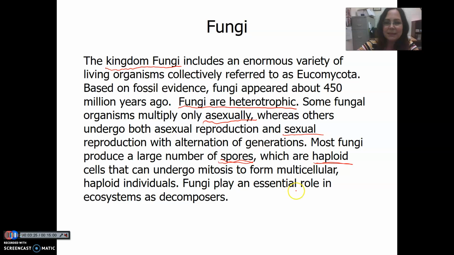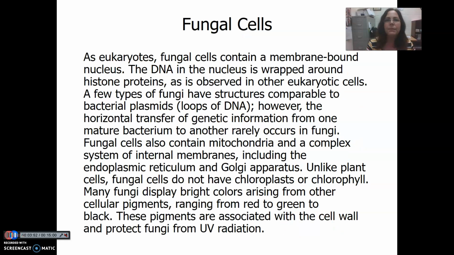So what you have is basically a parent cell that's haploid. In humans, haploid would be 23 chromosomes rather than 46. And then the daughter cells that are produced are haploid. It's still mitosis. It's just instead of diploid to diploid, it's haploid to haploid. And you probably know this, that fungi play a very important role as decomposers in our environment.